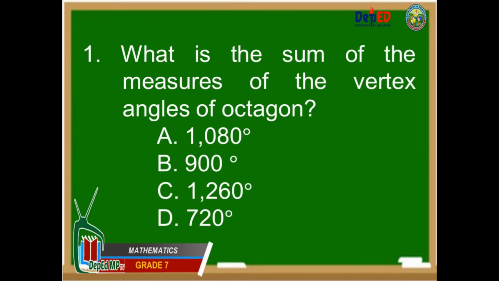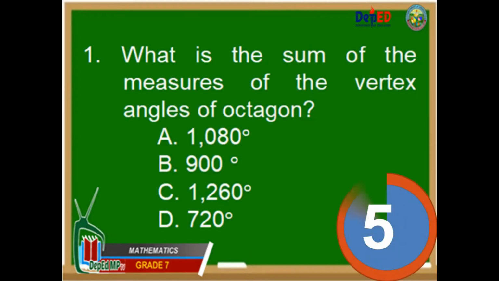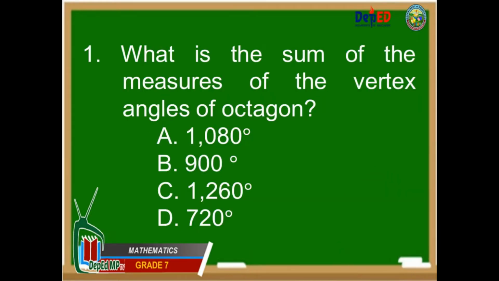Number 1. What is the sum of the measures of the vertex angles of octagon? Letter A, 1080 degrees. Letter B, 900 degrees. Letter C, 1260 degrees. Letter D, 720 degrees. And the answer is letter A.